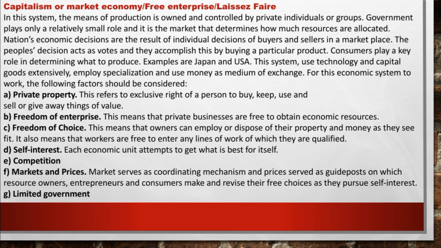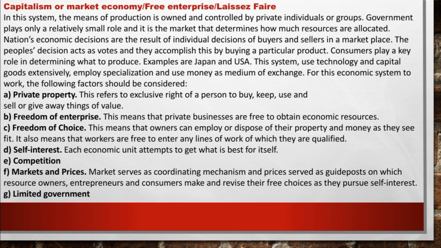We have B. Freedom of enterprise. This means that private businesses are free to obtain economic resources. We have C. Freedom of choice. This means that owners can employ or dispose of their property and money as they see fit. It also means that workers are free to enter any line of work for which they are qualified.